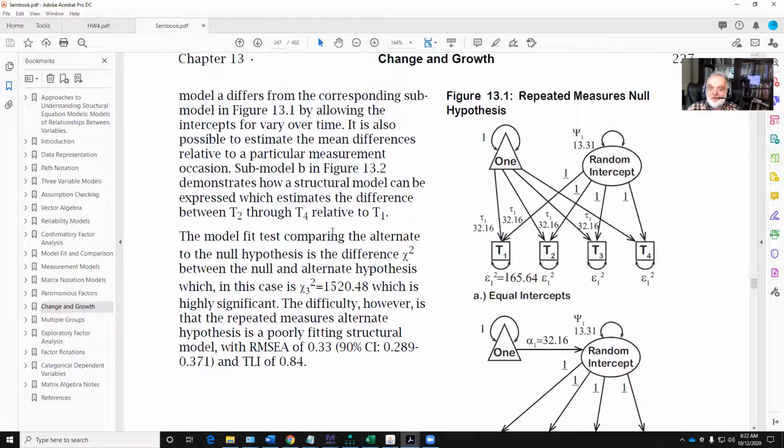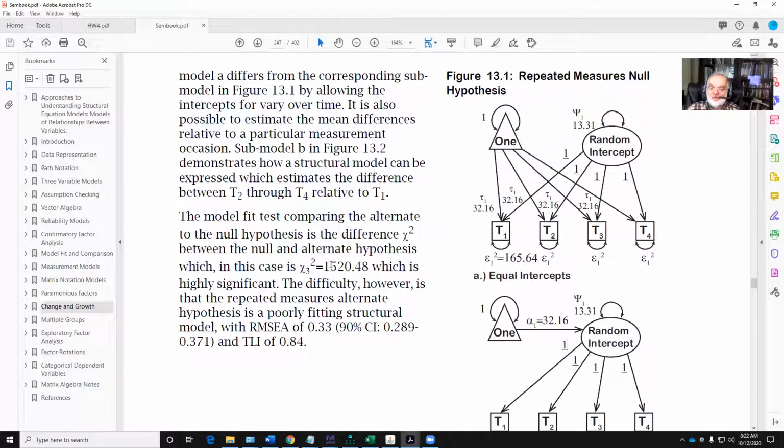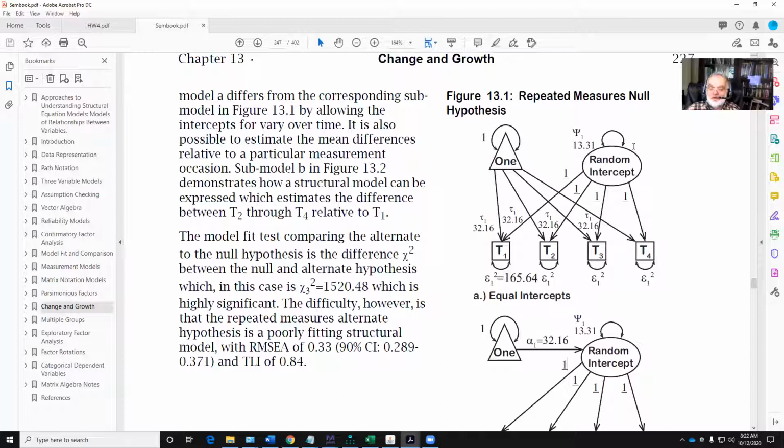Now, I was playing around with the WISC data set, 4 times of measurement. And if you fit this model, the null model fits really poorly. And when I then come back and free all of these intercepts to be different, that model also does not fit very well, but it's a big improvement over the null model. So the chi-square difference test between a null model where these intercepts are the same and an alternate model where the intercepts are different is 1,520 with 3 degrees of freedom.